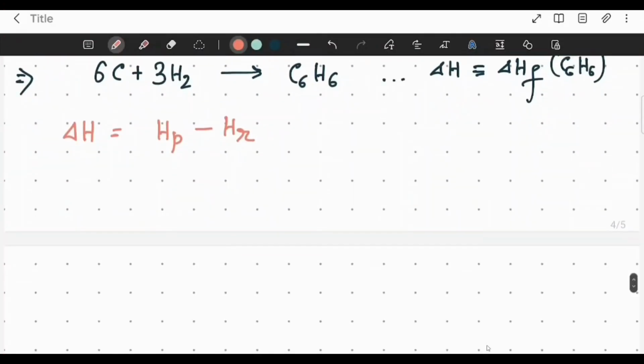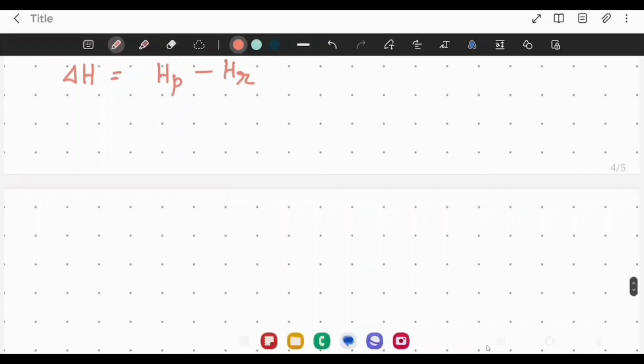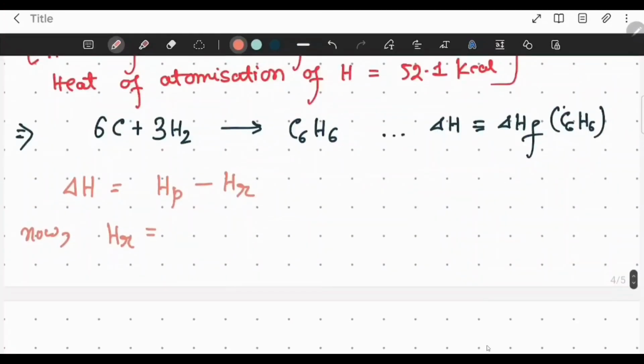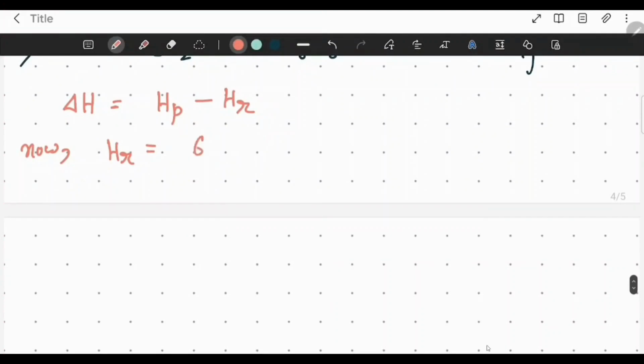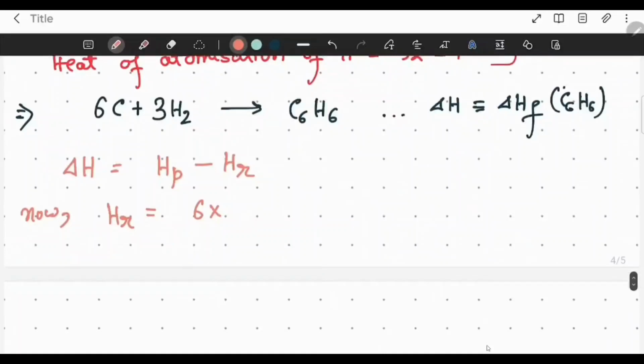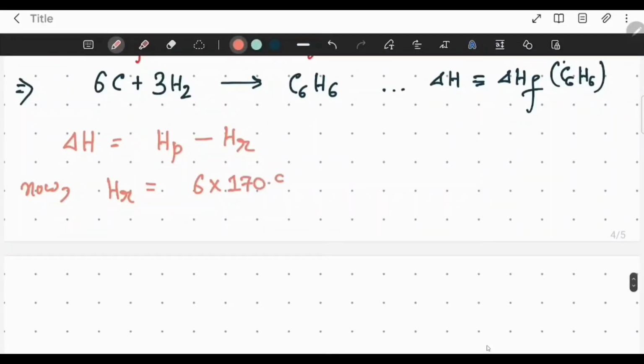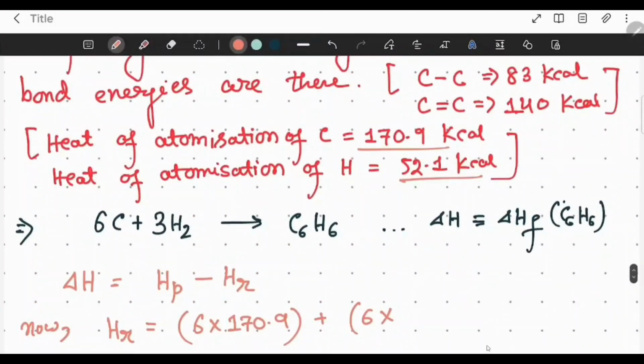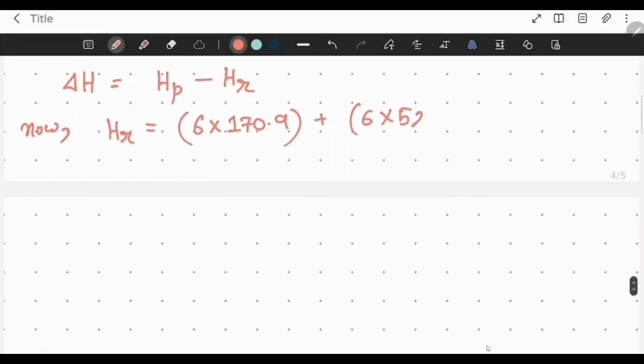Okay. So we have to calculate H of product and H of reactant, then it will be easy. So first, what will be H of reactants? 6 carbon is there. So 6 into what is the heat of atomization for one carbon? 170.9. So it will be 170.9 plus 6 into what is the heat of atomization for hydrogen? 52.1 kilocalorie, right?